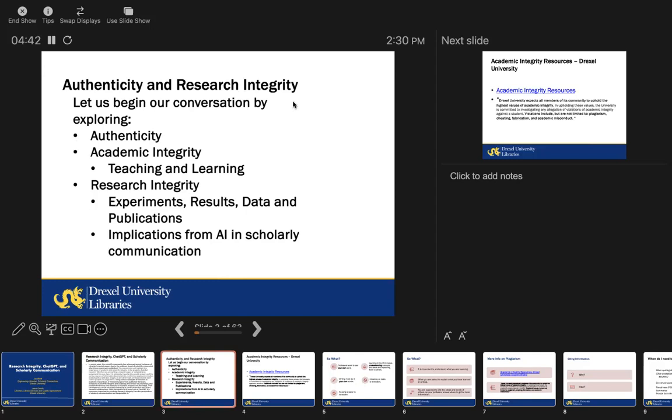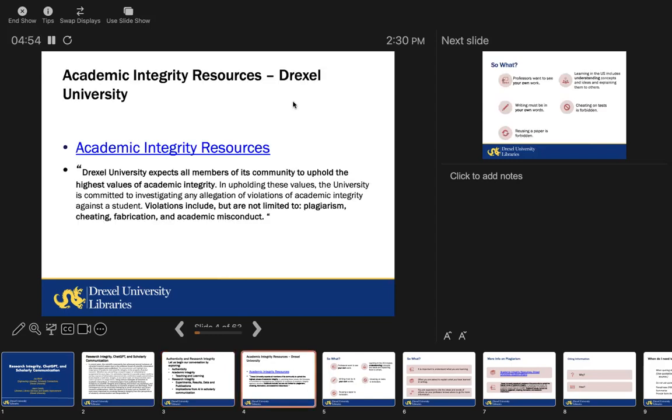So we will be talking from the perspective of authenticity within the framework of teaching, learning, and research, and then we end up with AI in scholarly communication. Go to the next slide. If you go to this link, which is from Drexel University's website on academic integrity resources, I just captured a few snapshots from there. The focus is on the highest academic integrity, and we don't want anyone to be involved with plagiarism, cheating, fabrication, and academic misconduct.